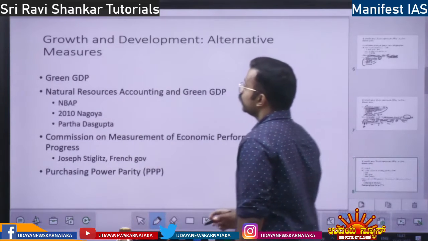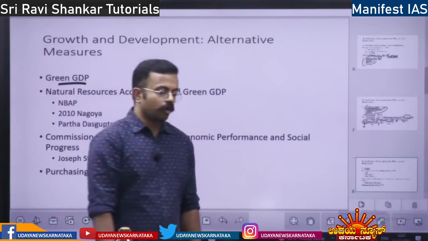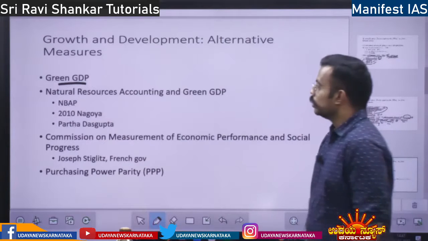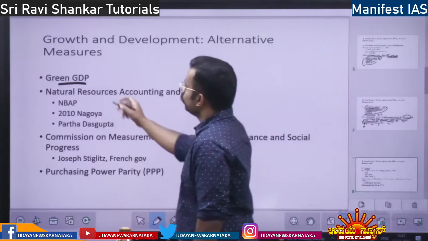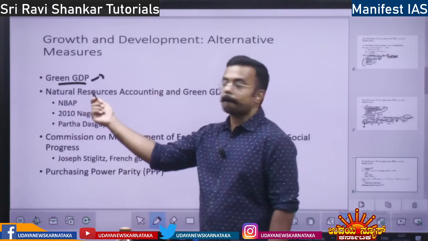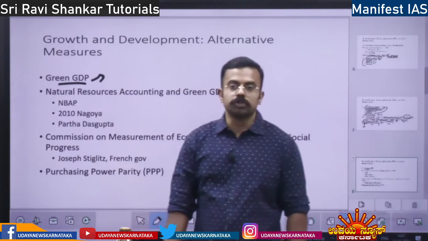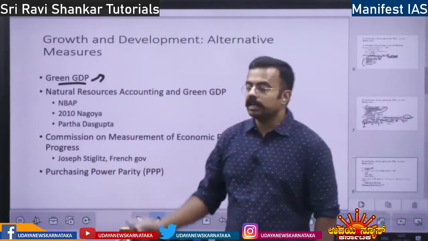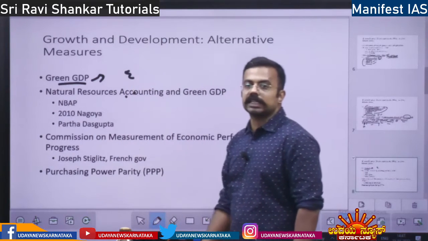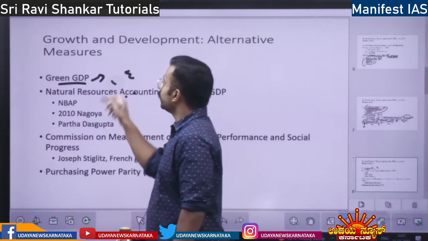Okay, we have green GDP. So what is green GDP? Green Gross Domestic Product. In normal GDP, we don't measure what? We don't measure the pollution. We don't measure the environmental costs. Environmental costs are not measured. So many things we won't measure.